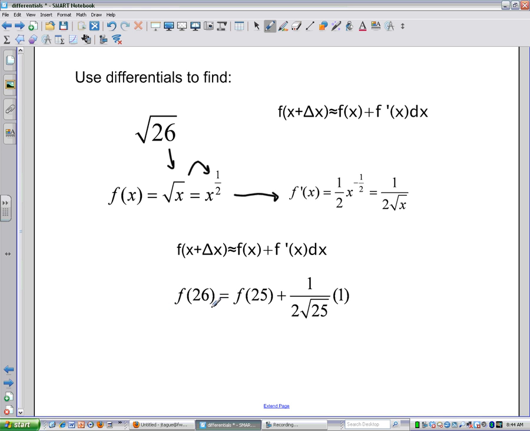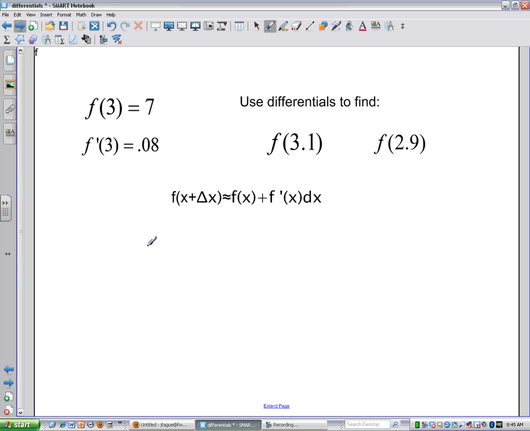So we want to know f of 26. We all know right off the top of our head the square root of 25, and that's good news for us. It's 5. And we just use the derivative, 1 over 2 root 25, the square root of 25. Okay, we've got all that. And we multiply it by how far away? How far is it from 25 to 26? 1 away. So this all turns into the square root of 25 is 5, 2 times 5 is 10, 1/10 times 1 is 1/10. So we end up with 5 and 1/10, 5.1 for you decimal people out there. Okay, so that's how it works.